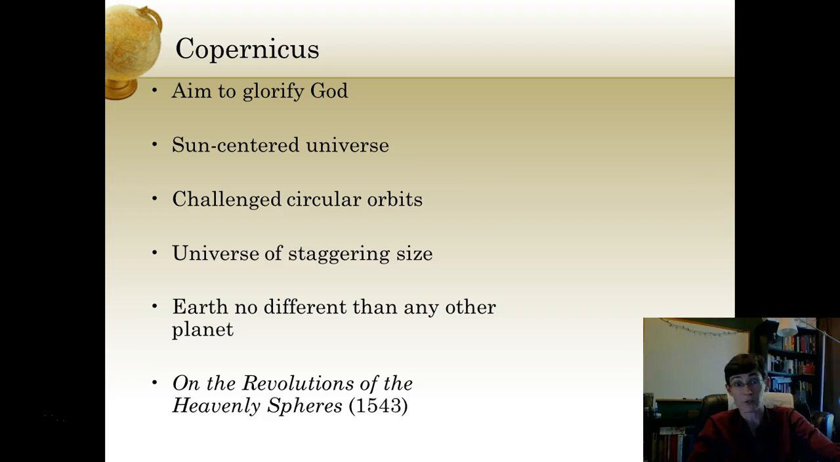He challenged the idea of circular orbits. He was the first one to do that. He said the universe was of staggering size, so much that we can't even conceive of it. And he said Earth was really no different than any other planet, which totally flies in the face of what the church said, where we are like the chosen species, according to God. We are like the chosen beings in the universe that God created. And he produced On the Revolutions of the Heavenly Spheres in 1543.